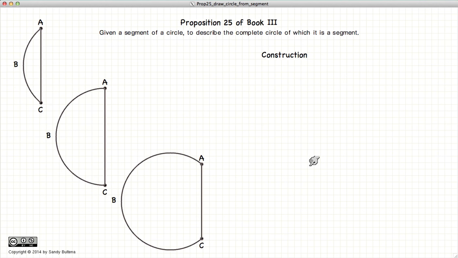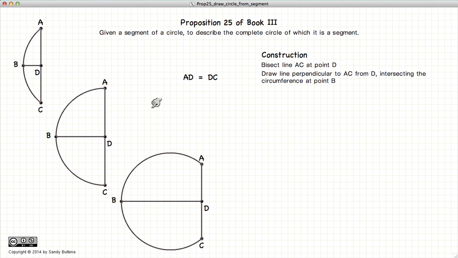And how we're going to do this is first, we bisect the line AC at the point D. So D, in all three cases, has bisected the line AC. Next we draw a line perpendicular to AC through D, and where it intersects the circle segment is point B. Draw the line AB.